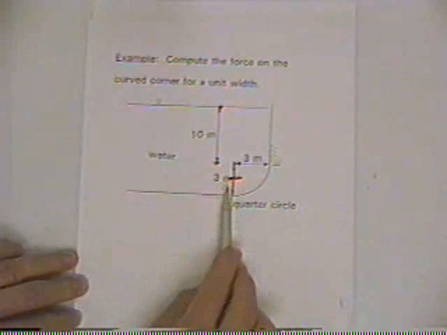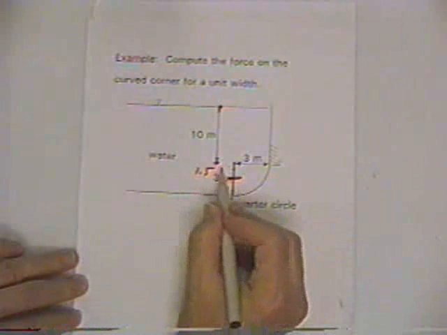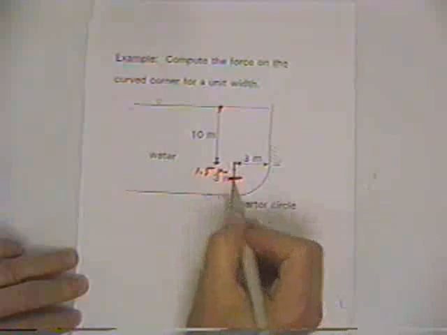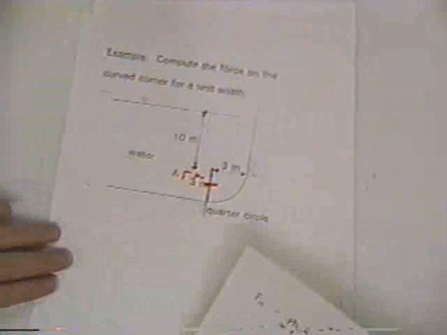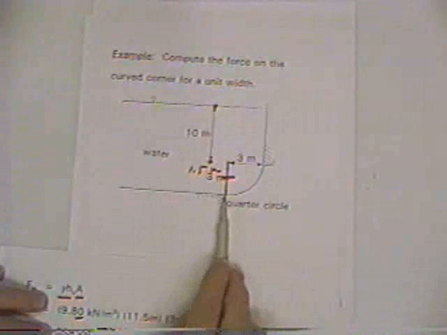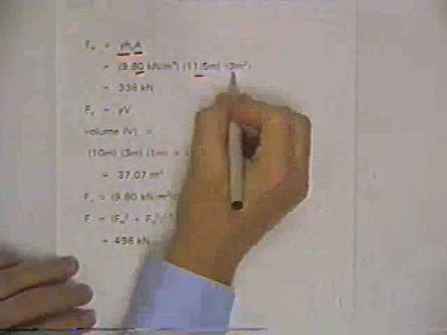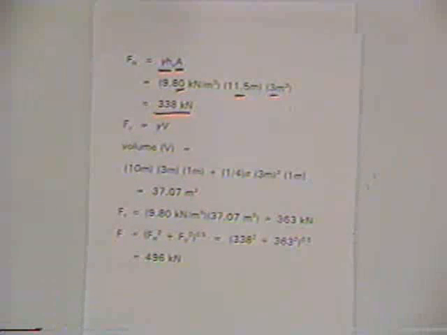So we've got a unit-wide rectangular area with a centroid 1.5 meters in the middle there. So 1.5 meters plus 10 meters gives us 11.5. The area is 1 meter coming out of the paper times the 3 vertical meters. And so we got those numbers, and we can get the horizontal component of 338 kilonewtons.